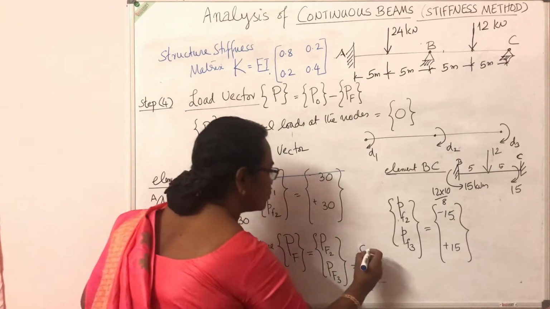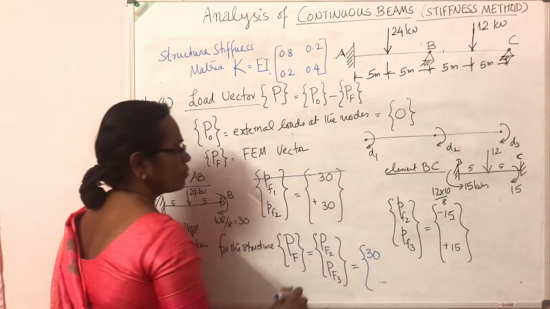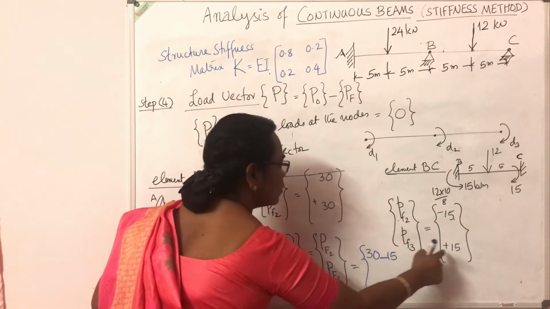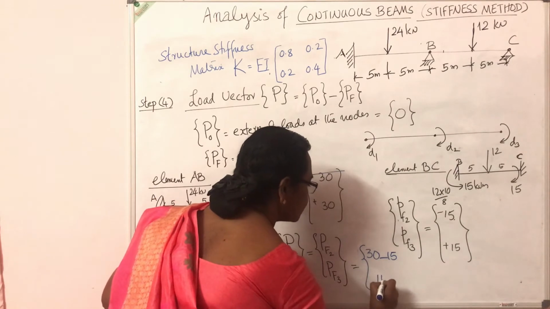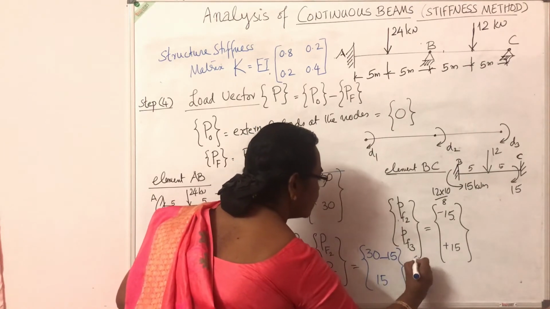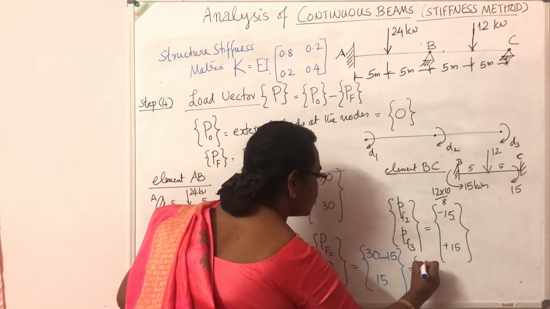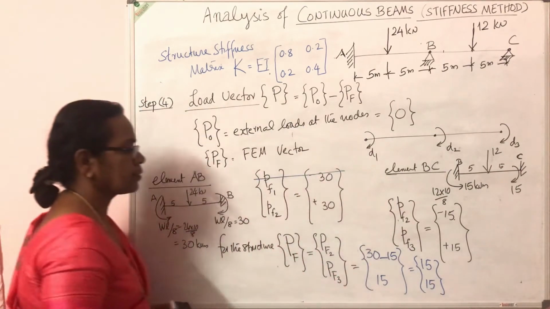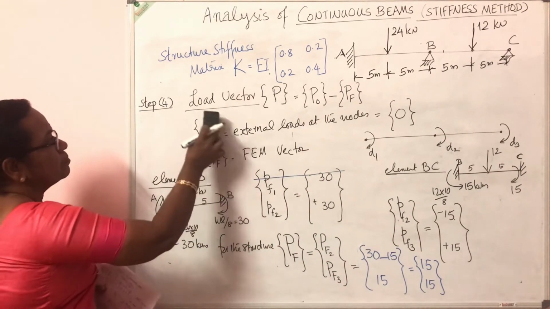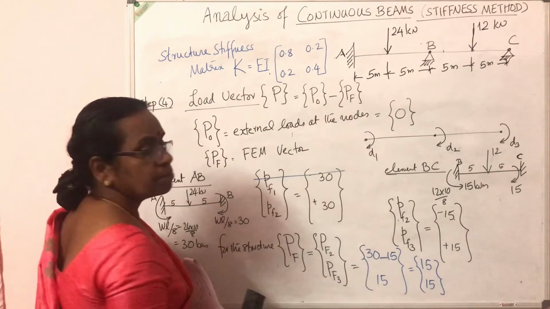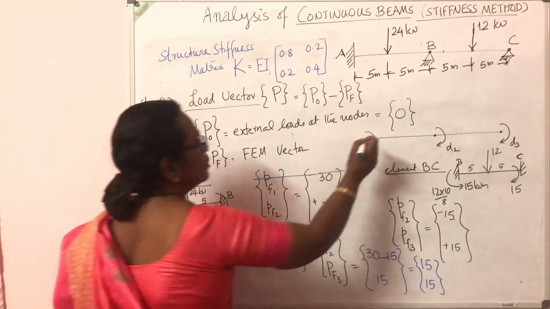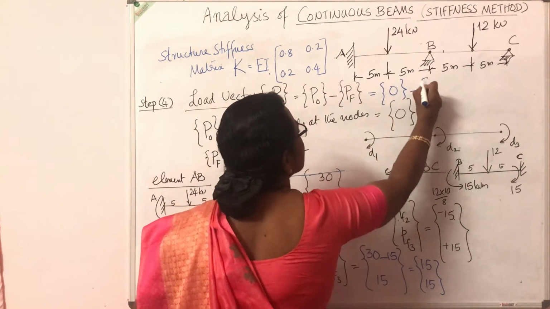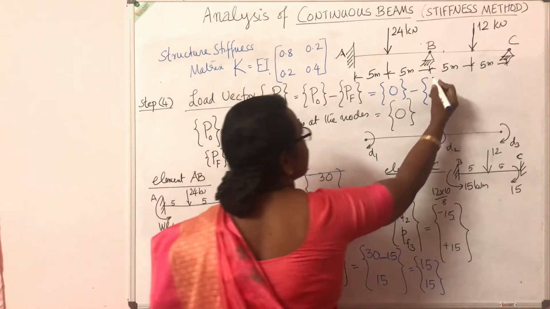So consider from the first element, corresponding to 2, there is a contribution of 30. From the second element corresponding to 2, there is minus 15. Corresponding to 3, there is 15. Summing it together, we get the fixed end moment vector as 30 minus 15, 15, that is 15, 15. Now, the load vector is P0 minus PF. So P0 is here 0, minus PF. PF is 15, 15.